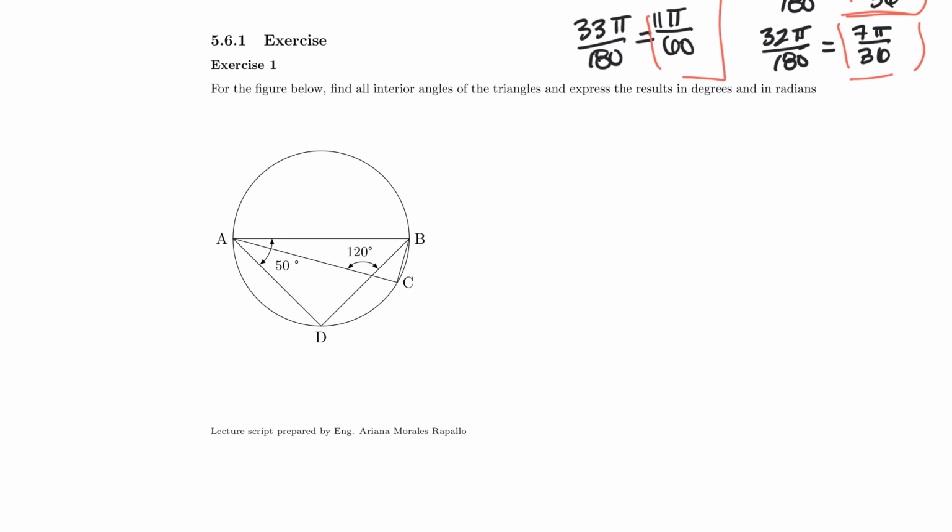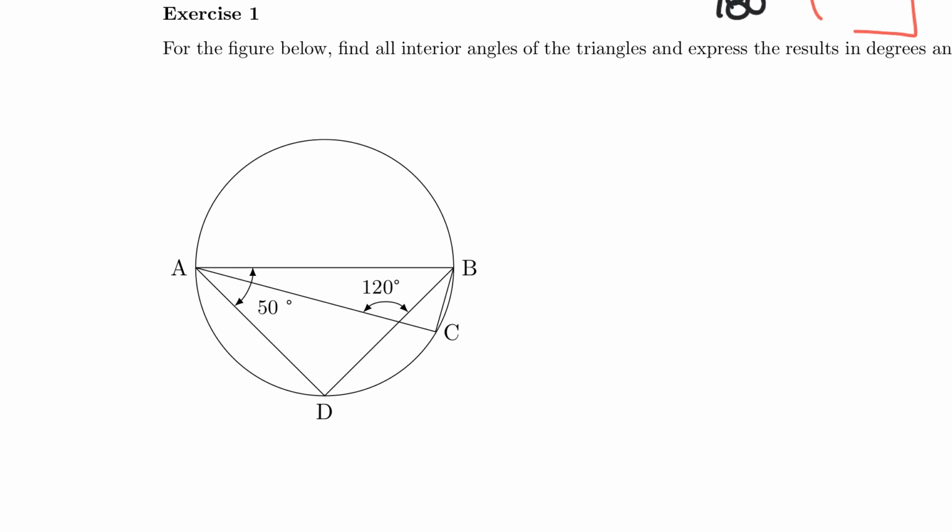It says for the figure below, find all interior angles of the triangle and express the results in degrees and radians. Okay, so what do we have in this figure? We have one triangle here and one triangle right here. So what can we do? The first thing to do is identify which angles we need to find. Okay, so we need to find this angle, this angle, this angle, this angle, this angle, this angle, and this angle.